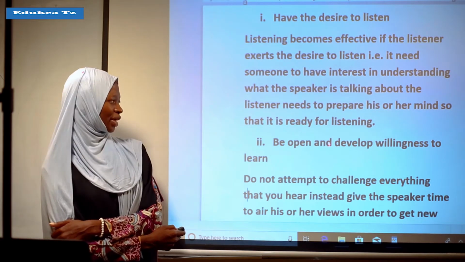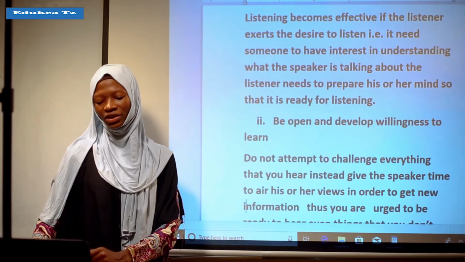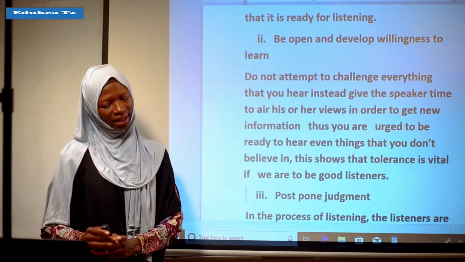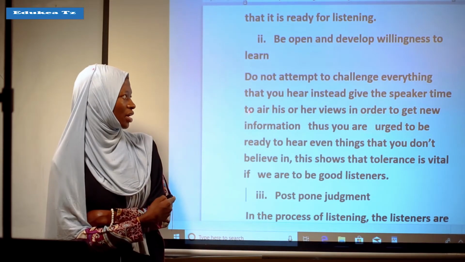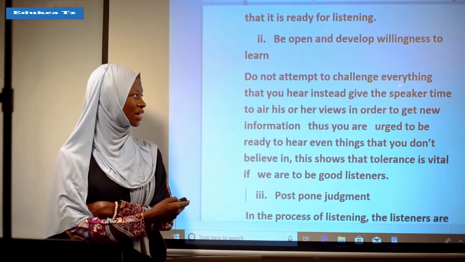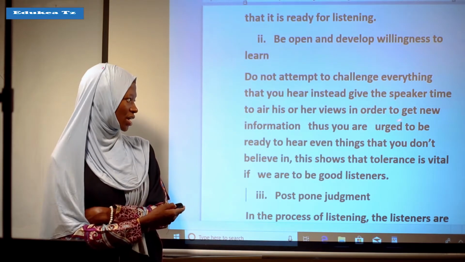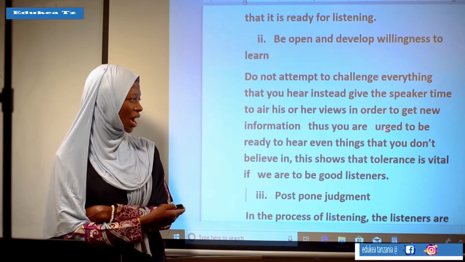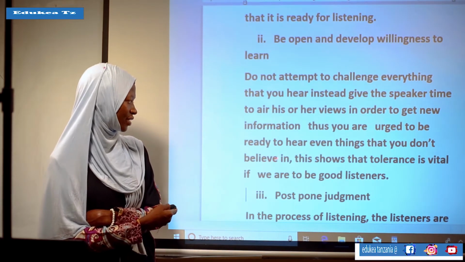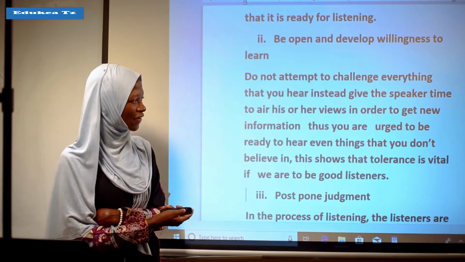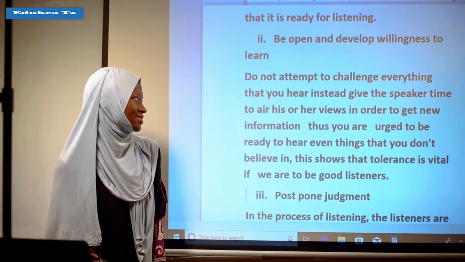The next is be open and develop willingness to learn. Do not attempt to challenge everything that you hear. Instead, give the speaker time to air his or her views in order to get new information. Be ready to hear even things that you don't believe in. This shows that tolerance is important.